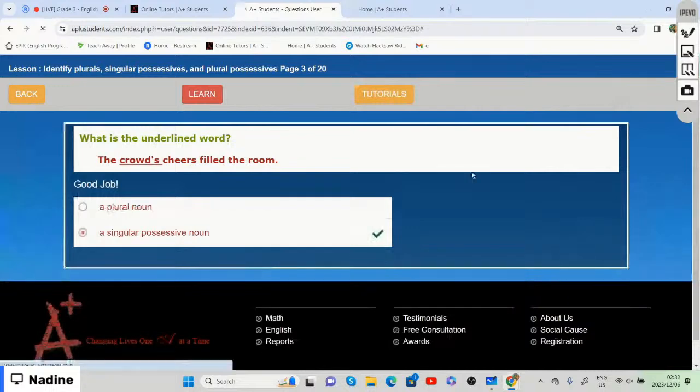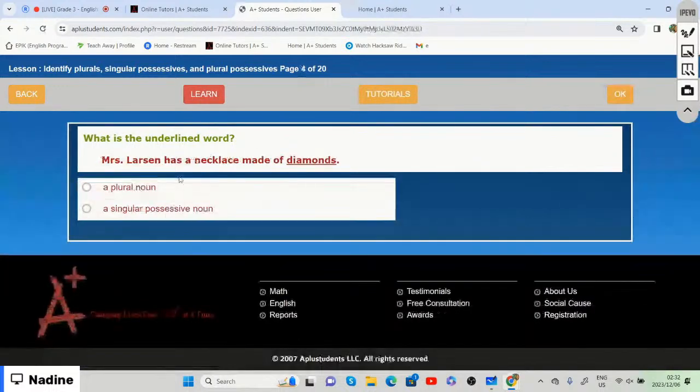All right. Mrs. Lawson has a necklace made of diamonds. So the word diamonds, is that a plural noun or is it a singular possessive noun? Diamonds. And remember, we say that if there is no apostrophe at all, whether it is behind or somewhere in between the words, then it is a plural noun.